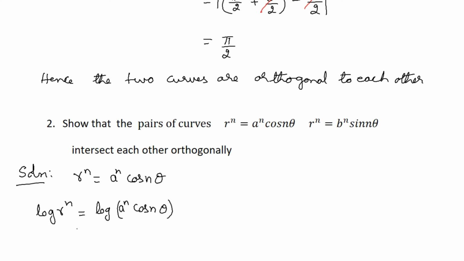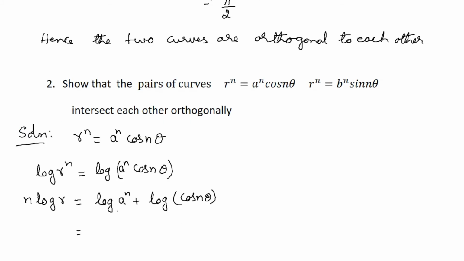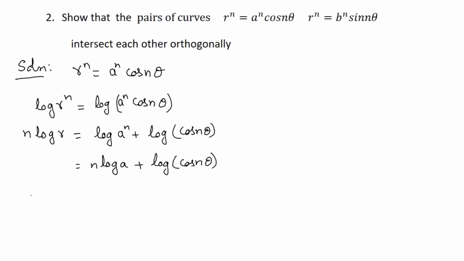So using the properties of logarithm, we'll be getting n log of r is equal to log of a power of n plus log of cos n theta. Or further I can write this log a power of n as n log of a plus log of cos n theta. Now we'll try to differentiate this with respect to theta. So differentiate with respect to theta.